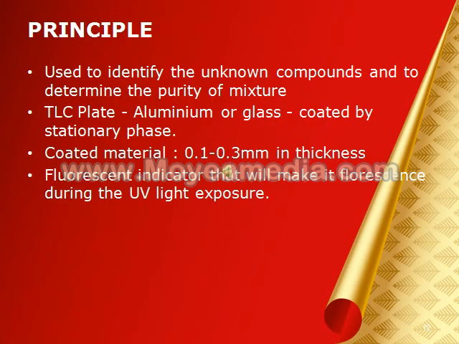The principle behind the thin layer chromatography technique is to identify the unknown compounds and to determine how pure it is. The TLC plate is made up of a glass or an alumina sheet, and it is coated with silica gel, which is specifically for TLC. The thickness of the layer is 0.1 to 0.3 mm. We can develop it after performing the experiment, by using a fluorescence indicator or exposing it to UV light or an iodine chamber. Any of the three we can use.